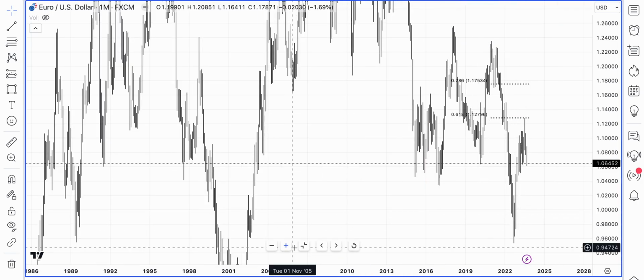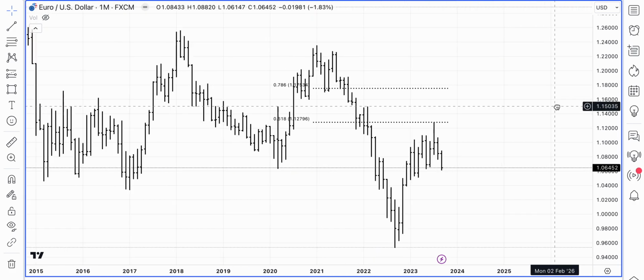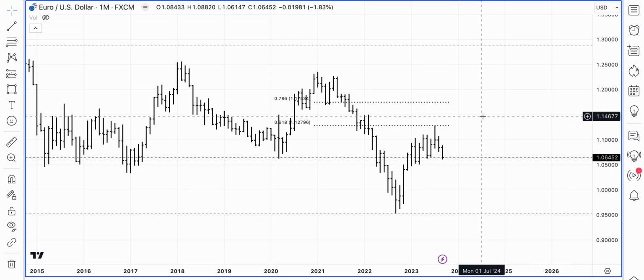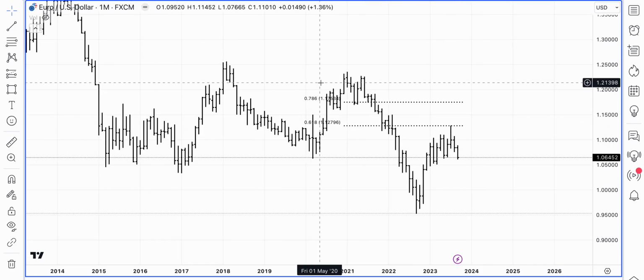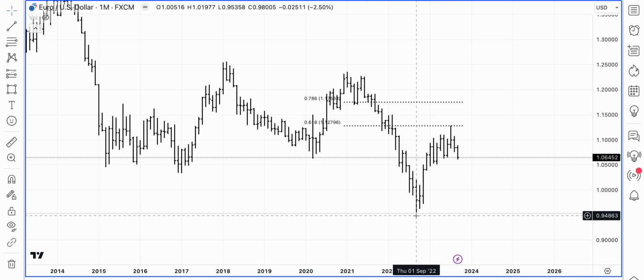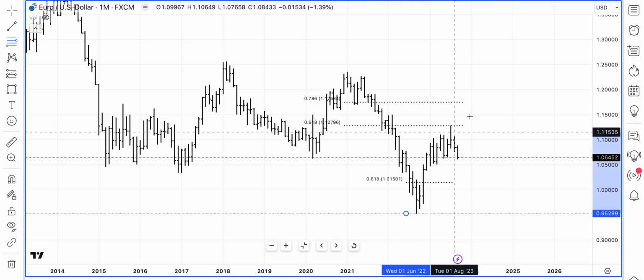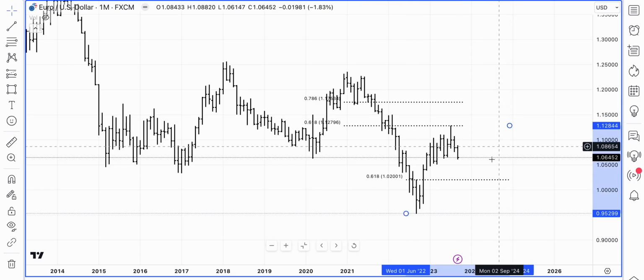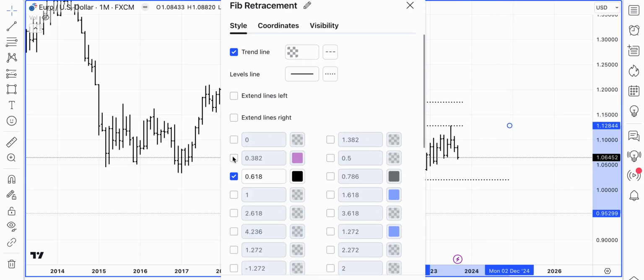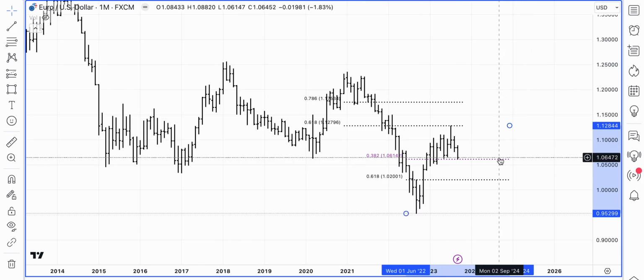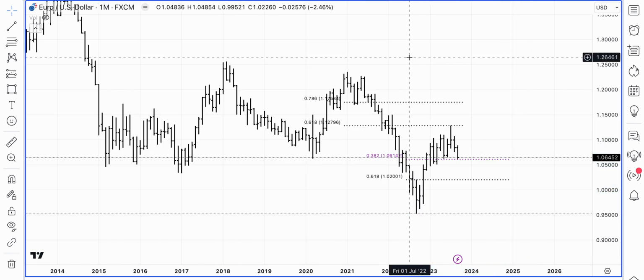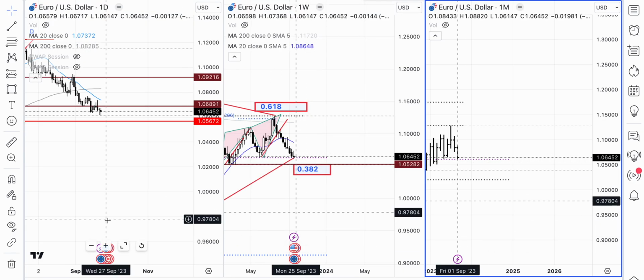Let's take a look at this on a longer term monthly chart as well. So here again, what we can see is this market formed a bottom here, rallied right to the 61.8% Fibonacci retracement, and now it's really at key levels, as we have seen on the daily chart. So let me actually make it. There we go, 38.2% Fibonacci retracement. So this is what we are watching in the Euro USD.